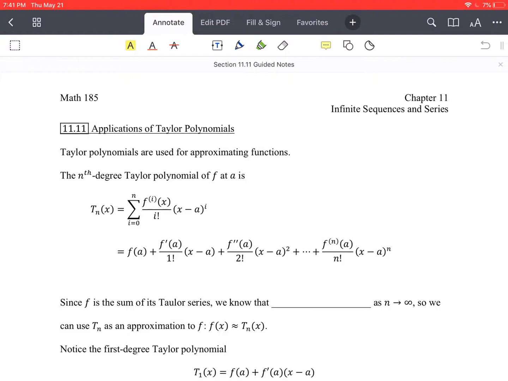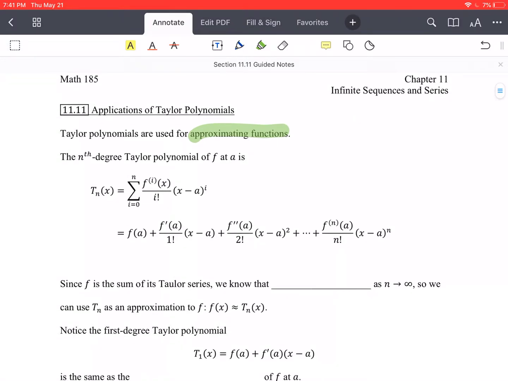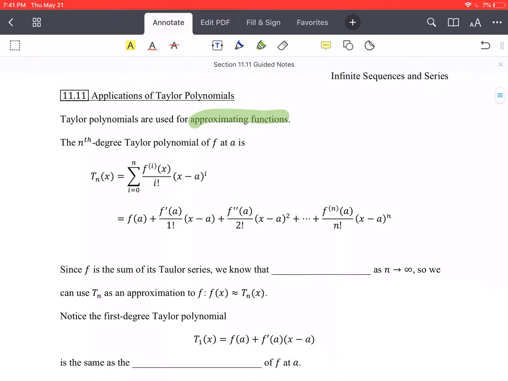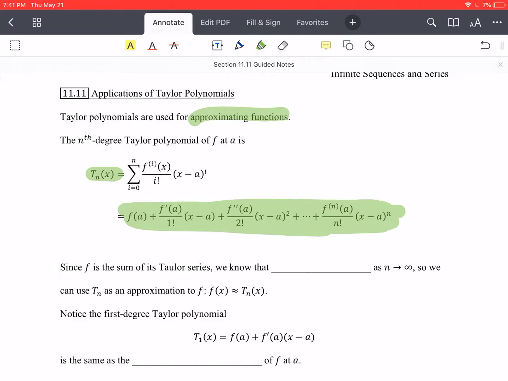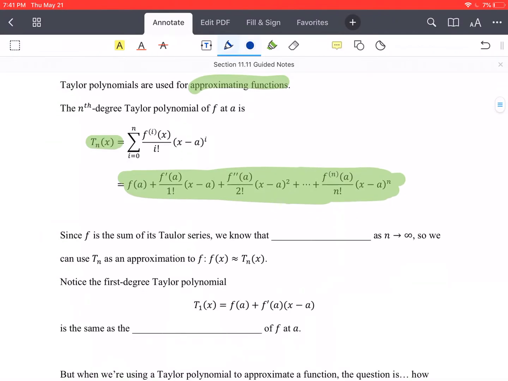So Taylor polynomials are used in one way for approximating functions. We can use them to approximate values of a lot of functions, particularly functions that are not pleasant to work with. So the nth degree Taylor polynomial of f at a is given right here. This is that general form we saw in the last section, where you take the nth derivative at a, divide by n factorial, and then times x minus a to the n. That's that Taylor polynomial.